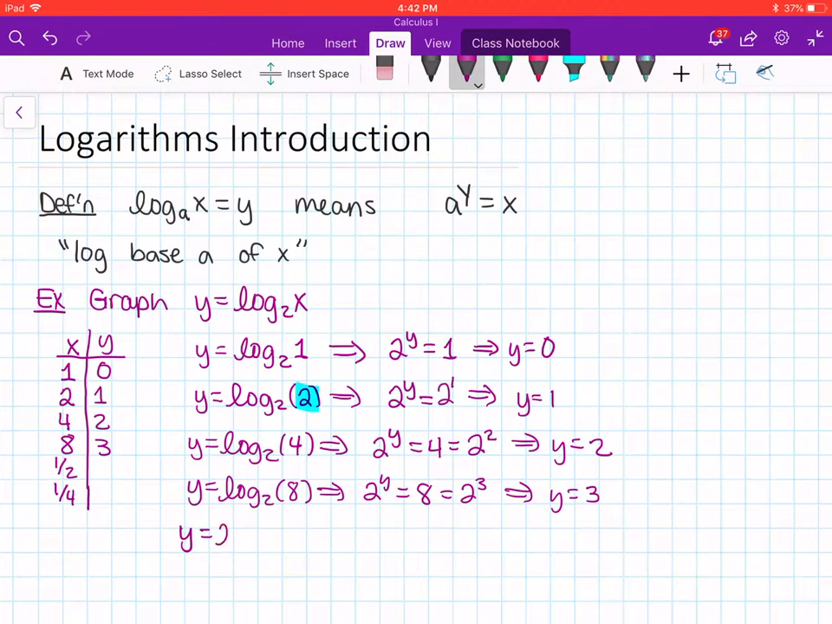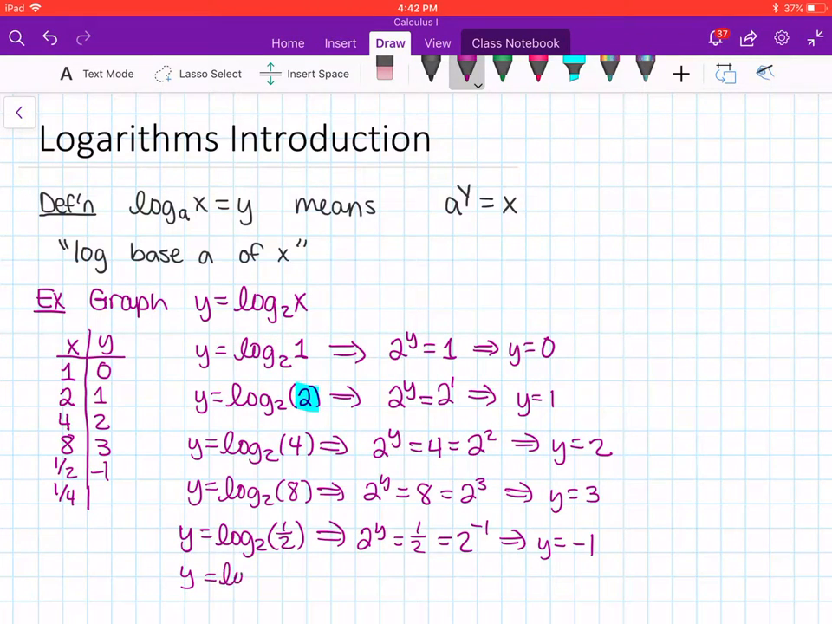Okay, now for the 1/2, so log base 2 of 1/2. 2 to the y equals 1/2. We know we can write that as 2 to the negative 1, so we see that our base numbers are the same, so y equals negative 1. And then finally, y equals log base 2 of 1/4 implies 2 to the y equals 1/4, which is 2 to the negative 2. The base numbers are the same, so the exponents have to be equal. And there we go. So you can see why I picked powers of 2.